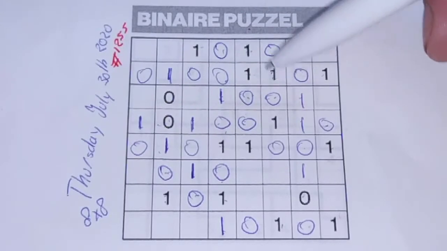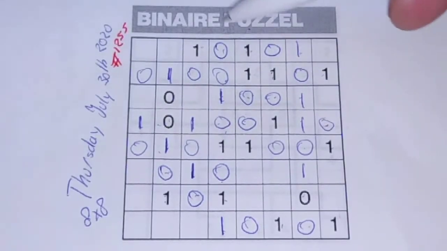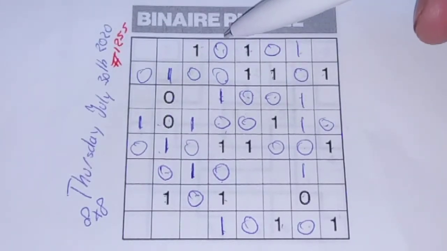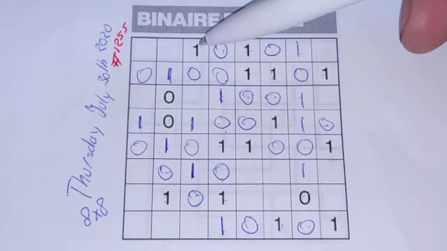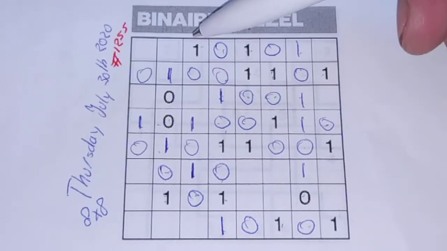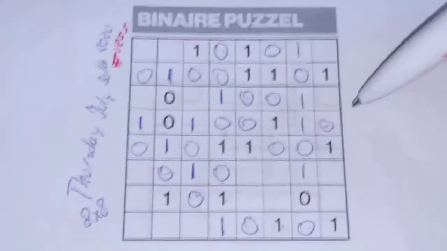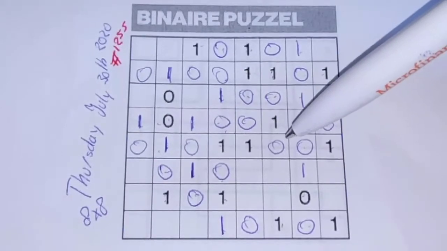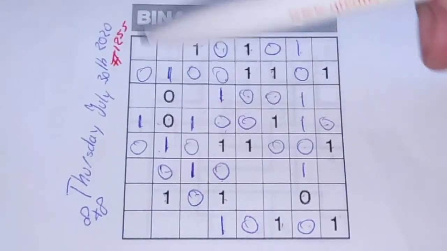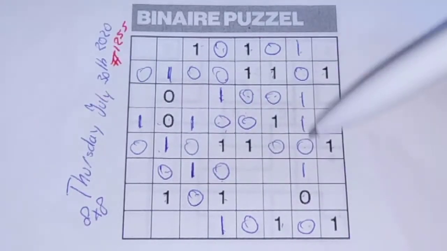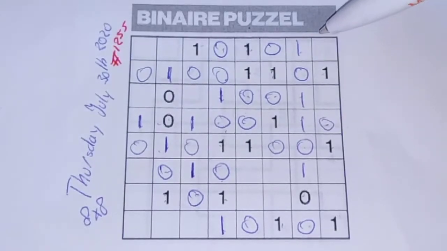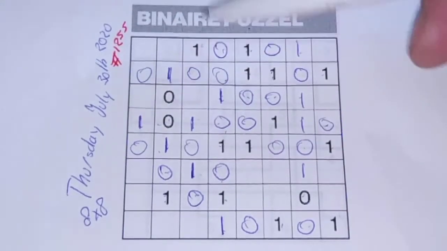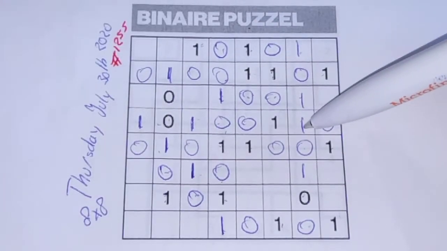Then. Not quite easy, this one. I need to compare, but how do I compare? No. 1, 2, 3. This 4. 1, 2, 3. 1 zero. 1 zero. 1.